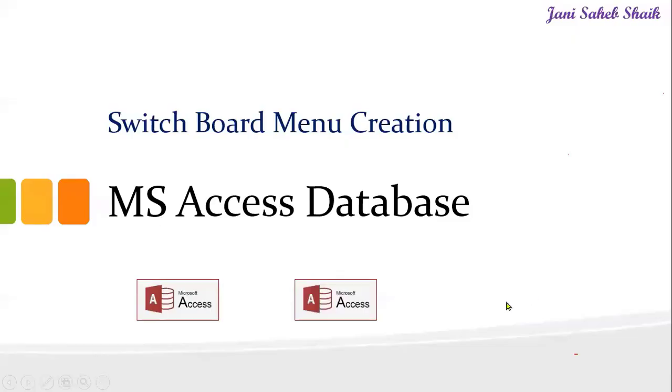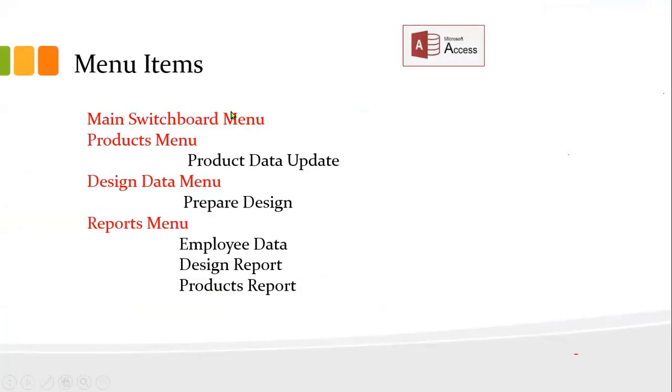So let us see how we can create a switchboard menu in Access. First, let us have a view of what we want. For example, we want to have a menu like this.